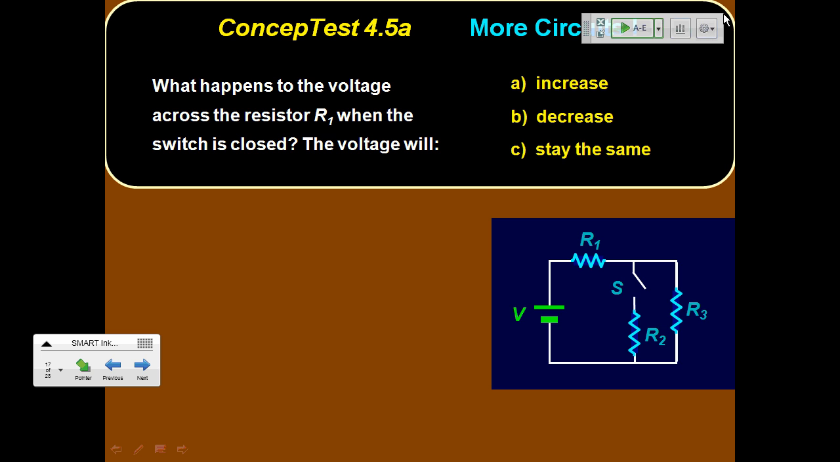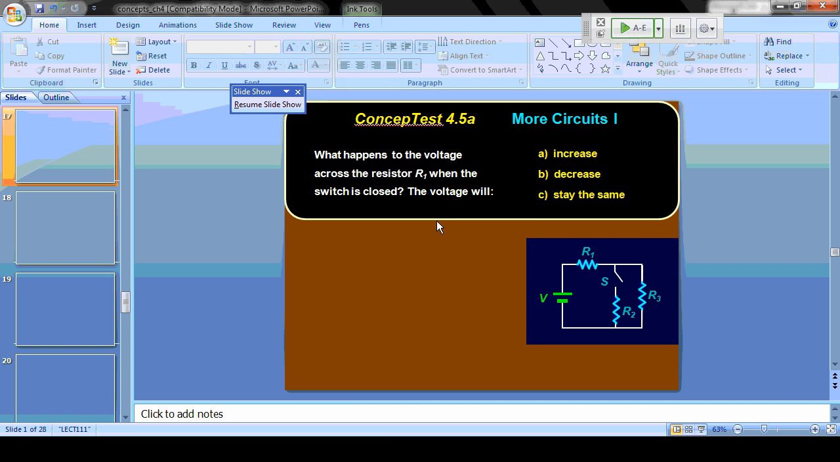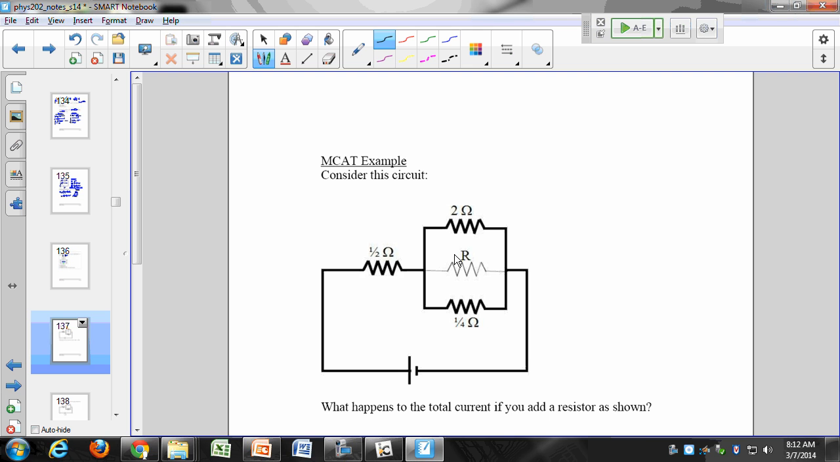We will come back to this after we do series circuits, or combination circuits.